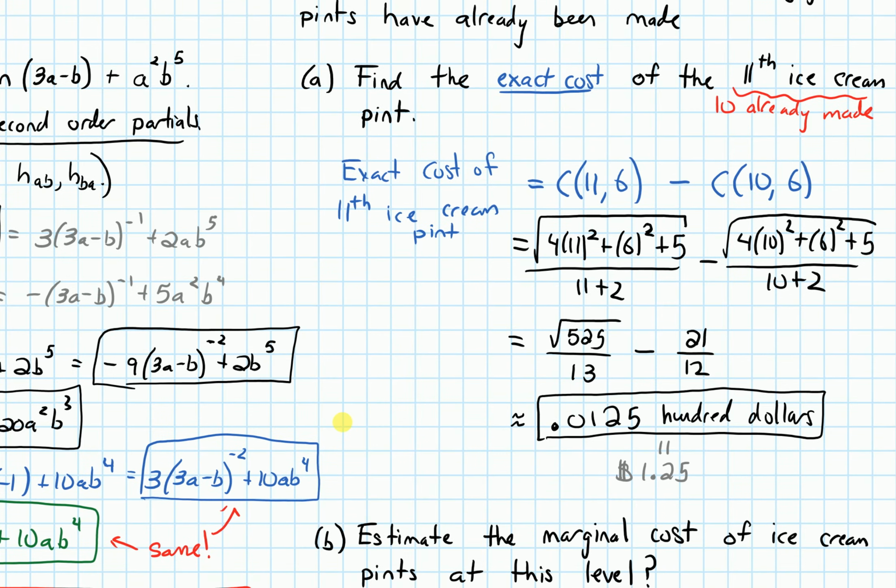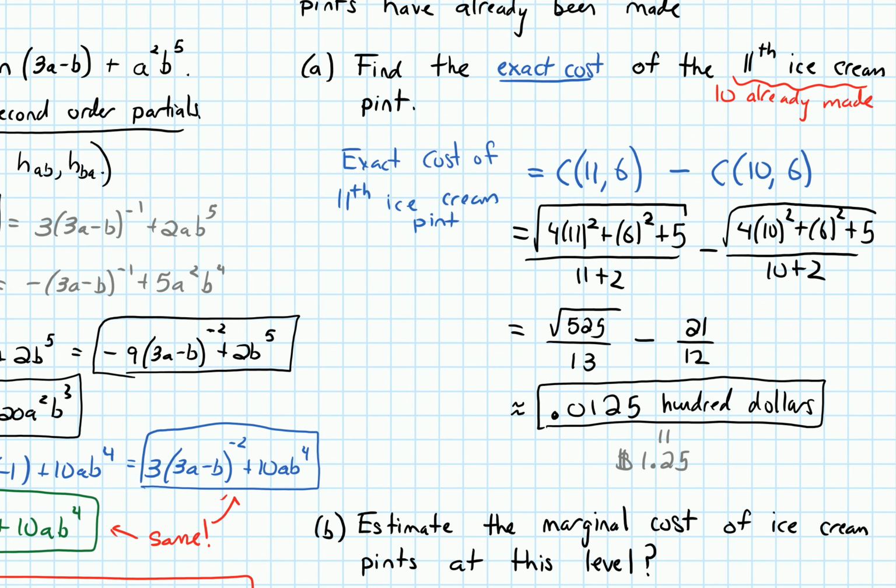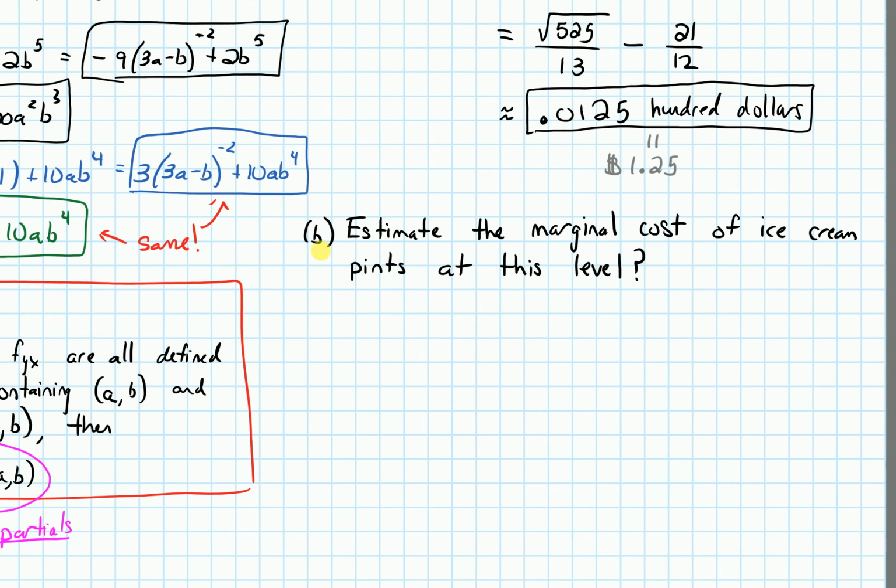Okay, so what if now, in part B, I want to estimate the marginal cost of ice cream pints at this level? Because in part A, we found what's called the exact marginal cost. How much more does one extra, in this case, ice cream pint cost? Part B is asking us to estimate it. So we are going to get a function that lets us estimate the marginal cost. And it's going to end up being a little bit more efficient because we'll end up just plugging one value into it to get an estimate, rather than what we did above, which was plug in 2 different points and subtract. That's why sometimes it's more helpful to get an estimate. It's just more computationally efficient. Okay, so how can we estimate the marginal cost?